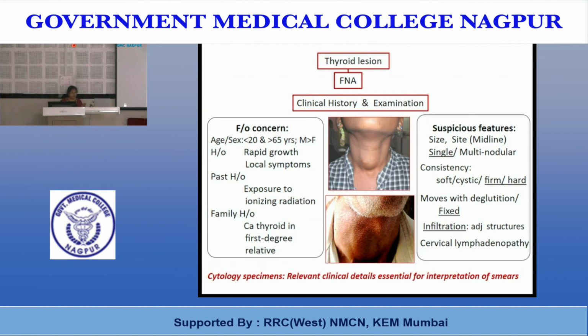Always remember to ask about a past history of exposure to ionizing radiation, a family history of carcinoma thyroid in a first degree relative, and if all of this is seen in a male who is less than 20 or more than 65, well, your antenna should be up. And on examination, the suspicious features include a solitary thyroid nodule, which is firm to hard, fixed, infiltrating adjacent structures, and if there is cervical lymphadenopathy, be on your guard.